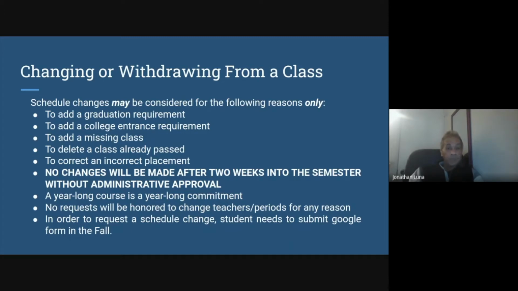No changes will be made after 2 weeks into the semester without administrative approval. And along those same lines, as an important reminder, a year-long course is a year-long commitment. No requests will be honored to change teachers, periods for any reason. And in the fall, in order to request a schedule change, we will go over with you what you need to submit in a Google form to request any schedule changes.